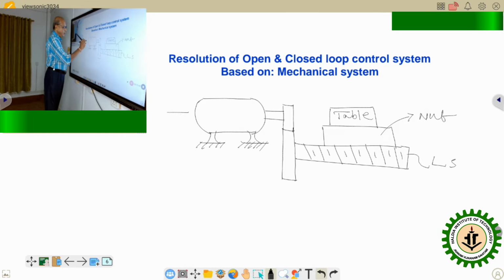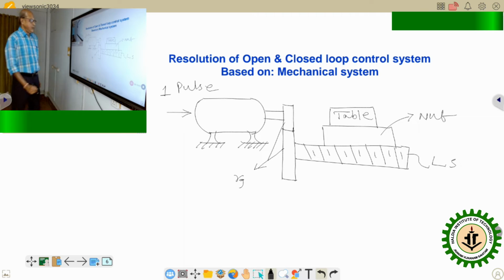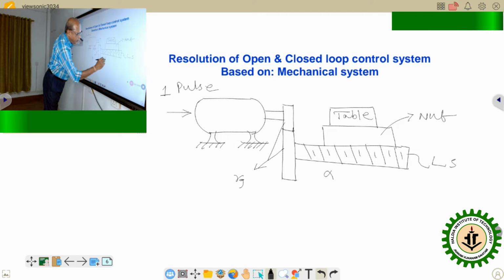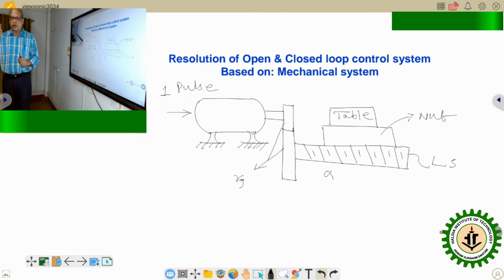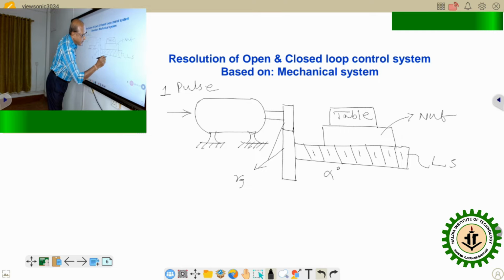So if 1 pulse is input to the stepper motor, now here this is identified as Rg, that is the gear ratio. Okay, so just consider alpha is the step angle. That means 1 pulse will cause the stepper motor rotor to rotate by some amount, say alpha degree. If that is so, then alpha degree into number of steps, Ns, will be equal to 360 degree.